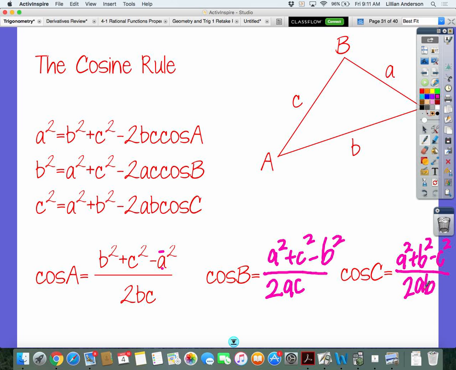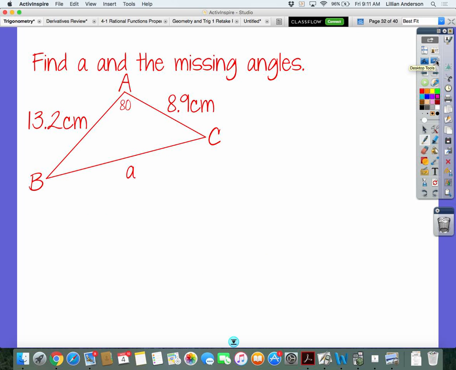Okay, so we're going to look at a few examples. We're going to find A and the missing angles. All right, this is an example of side, angle, side. We know two sides and an included angle, but we need to find A and all the other missing angles.